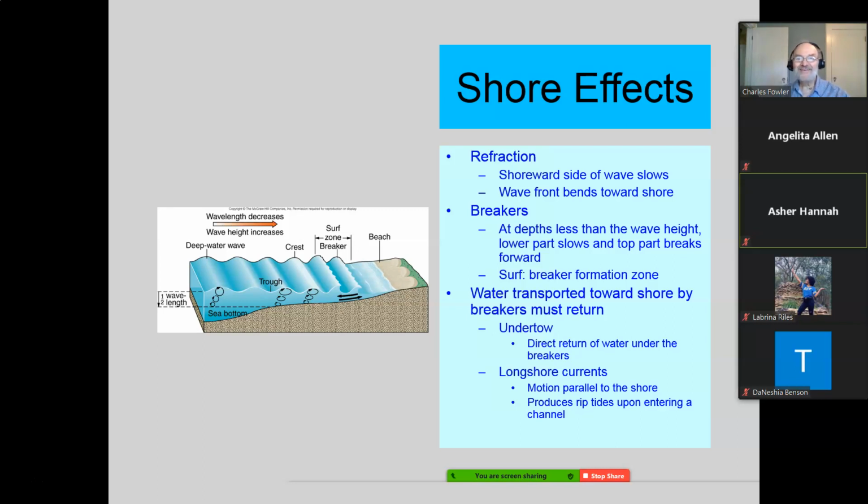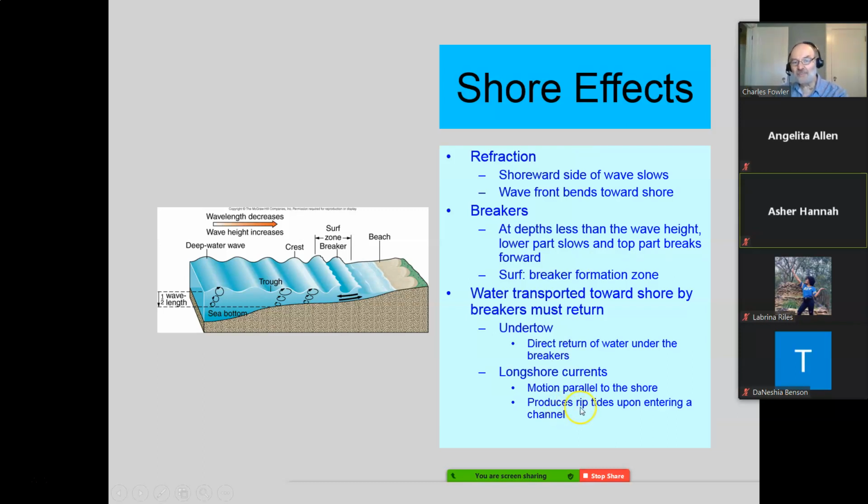Okay, so that's the longshore currents. I don't know if any of you have ever experienced those. You play around in the water and suddenly you find you've been washed way down shore from where you went in. That's the longshore currents.